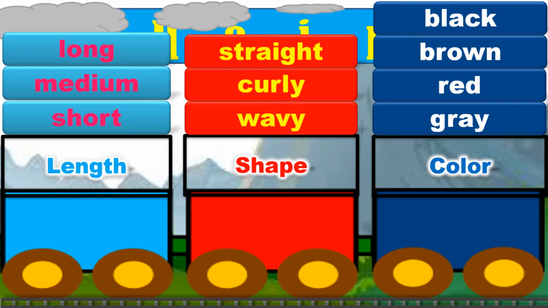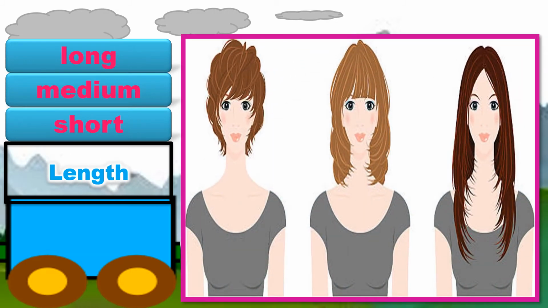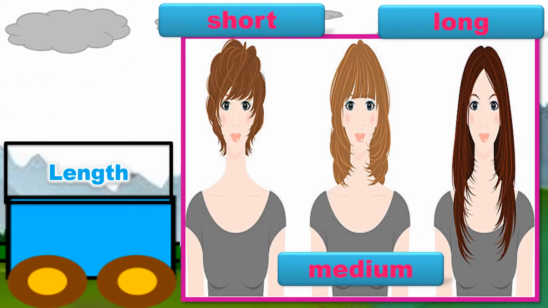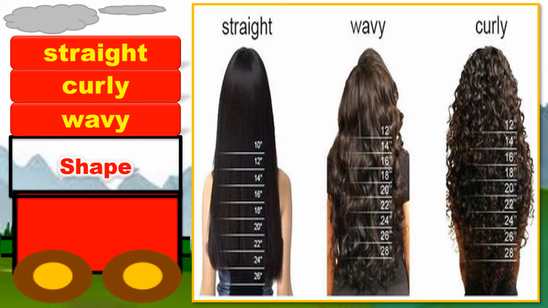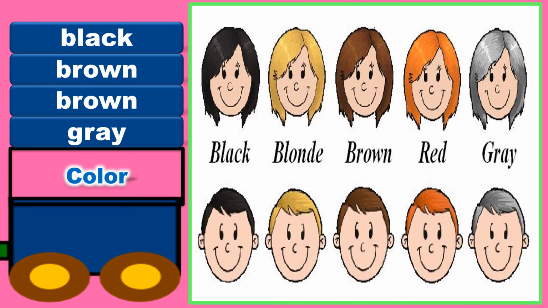So we have the black, brown, red, and gray. I have here some examples for the length. So you have your long, then the medium, and then short. Then next you have the shape. So you have straight, the first picture, wavy for the second picture, and then curly for the third picture. And then color, you have black, blonde, brown, red, and gray.